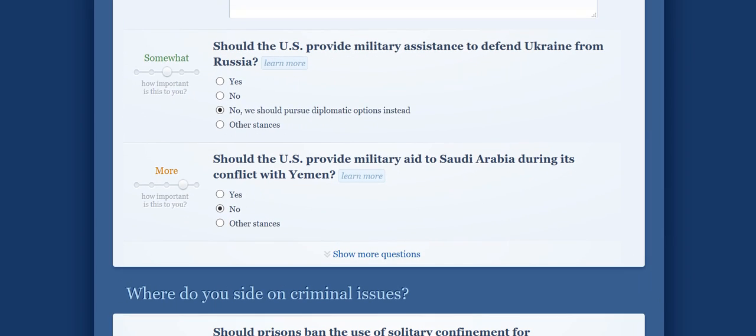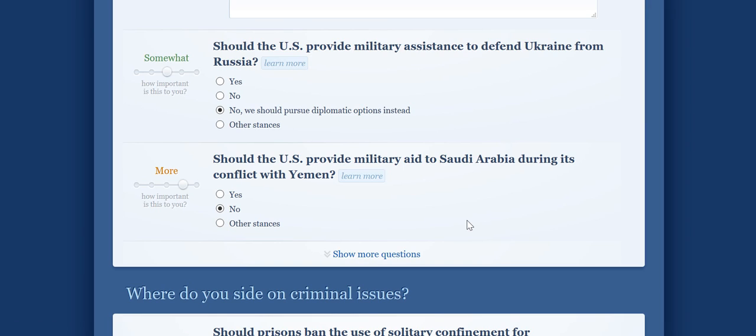Should the U.S. provide military assistance to defend Ukraine from Russia? I put no, we should pursue diplomatic options instead. That's complicated. I don't want to, I will end up getting more into NATO and stuff, but yeah, I prefer diplomacy to military assistance for Ukraine.